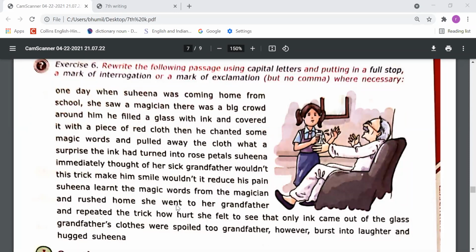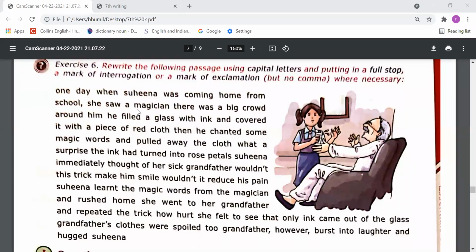So some part I will do for you, and some part you have to do. First of all, this one word, you need to make its first letter capital. Why? Because whenever we start any new sentence, the first letter of that sentence is capital. So, one day when Suhina, S we need to make capital. Why? Because a proper noun we have to write with a capital letter, right? So these are proper nouns. Suhina, it's a name, is a proper noun, was coming home from school.